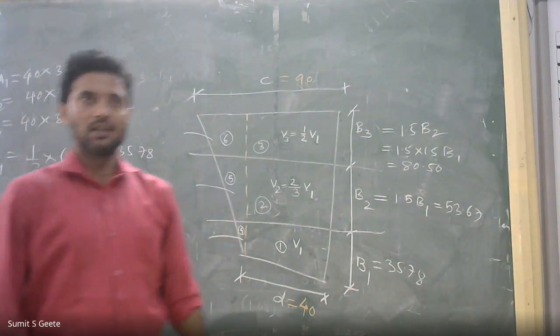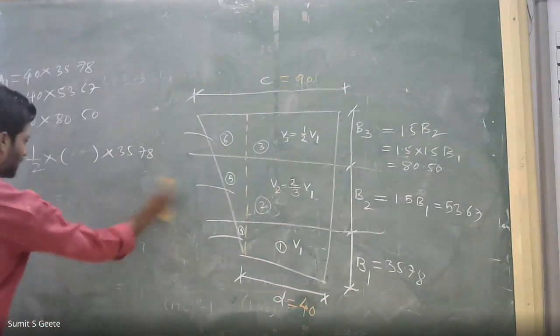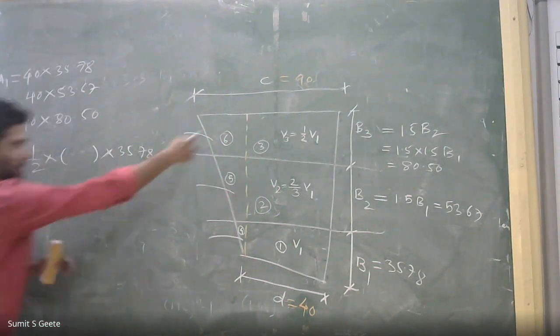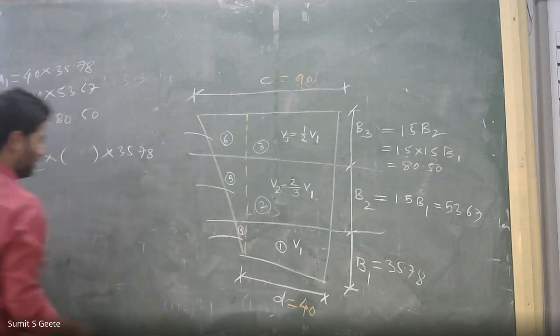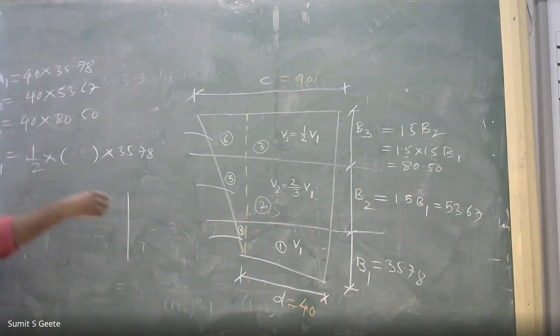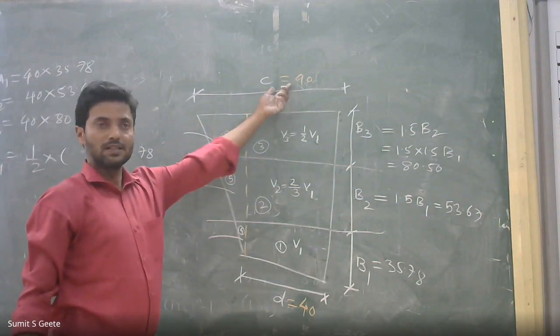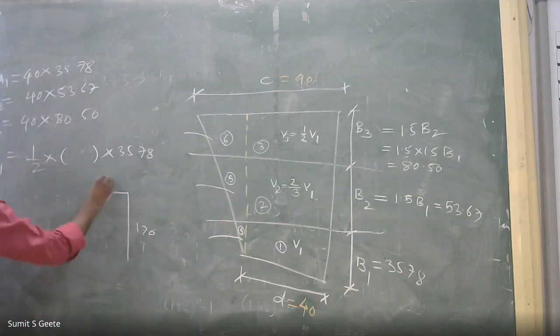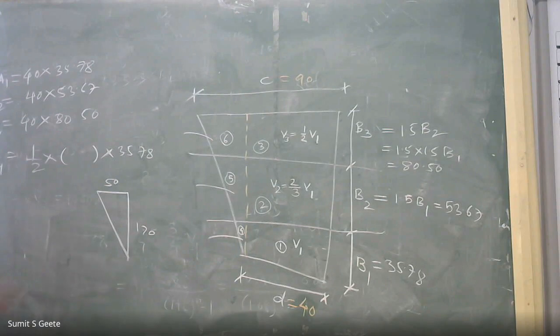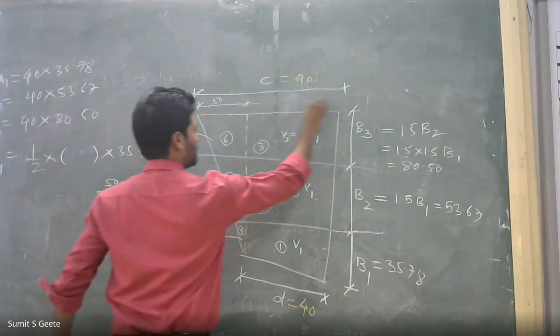By similarity of triangle. Now how are you going to apply the similarity of triangle? See, सबसे पहले ये डायमेंशन ले लेंगे, कितना पड़ता है? 170 ऐसा कुछ. This is 170, and this difference is 40. This is 90, so the difference is 50. So this distance is 50, right? And this one is 40.